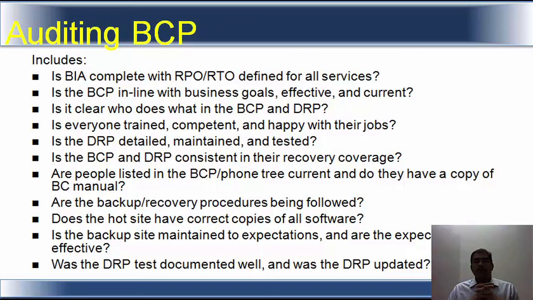Was the DRP test documented? Was the DRP test documented well, and was the DRP updated? Again, the DRP was made 2 years back. Since then, the organization has replaced their servers. They have replaced or upgraded their software. Whether that reflects in the updated DRP document. All these things have to be done during the audit of BCP.